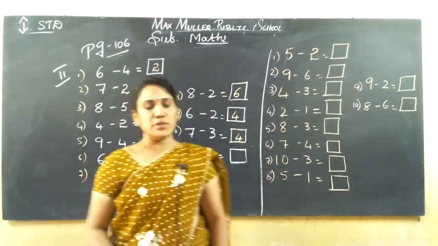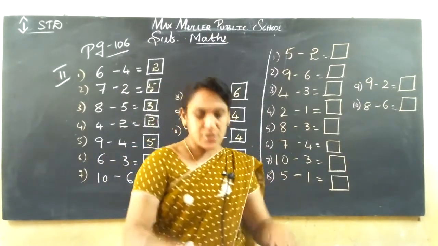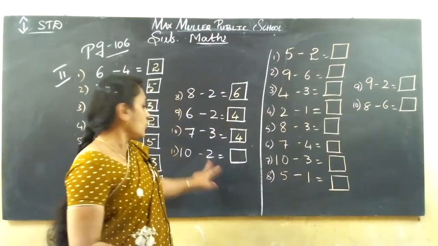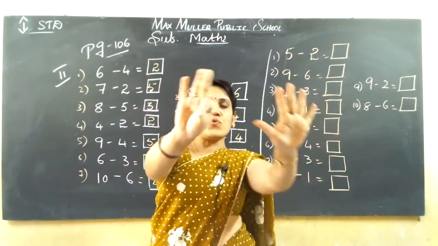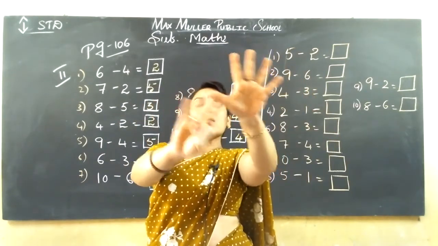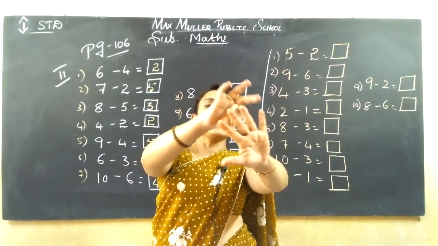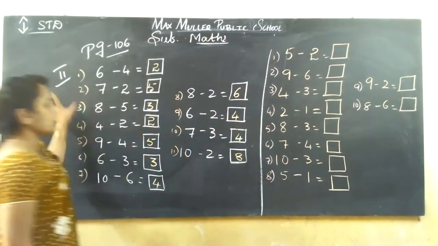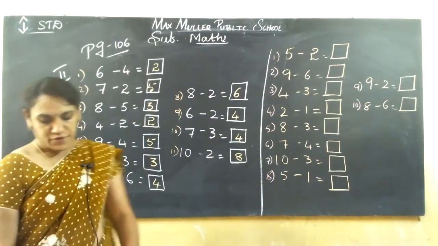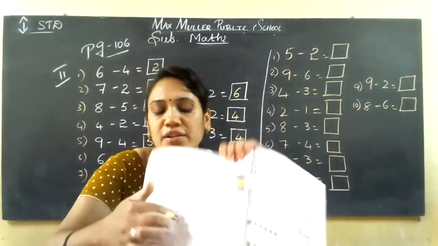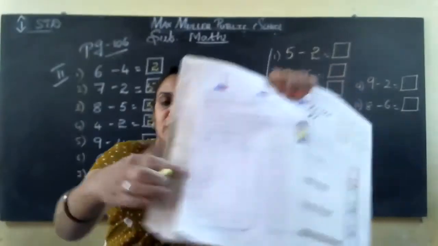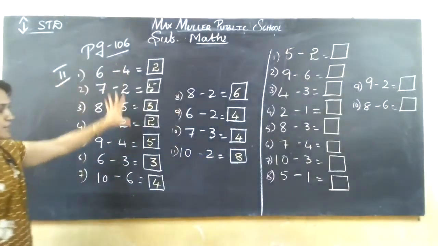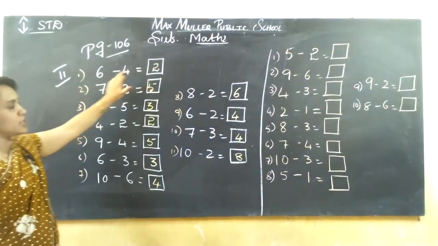First column, last sum. Keep how many fingers? 10 fingers keep. Fold 2. 1, 2, fold. How many balance? 1, 2, 3, 4, 5, 6, 7, 8 balance. So right, 8. Have you finished first column? First column means this one. This line I have finished. Check the answers once. After writing, you check. 6 minus 4, have you written 2?